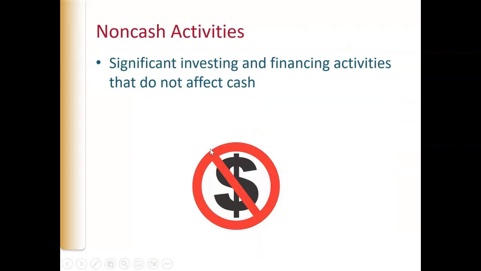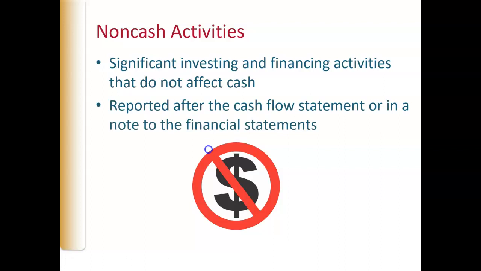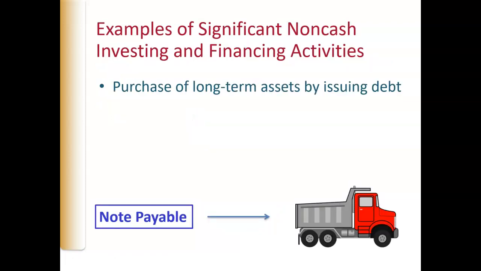So remember, if it doesn't involve cash, is it going to be in the statement of cash flows? No. We only will show non-cash activities in a note to the financial statement. Okay? Examples of what it means to have a non-cash activity. You purchase an asset and you just issue debt for the whole thing. Do you see cash wasn't exchanged?